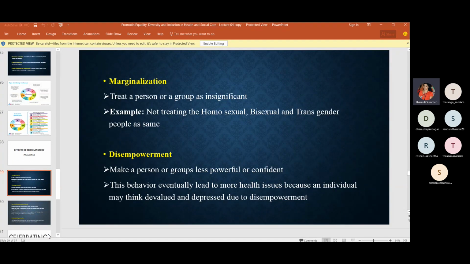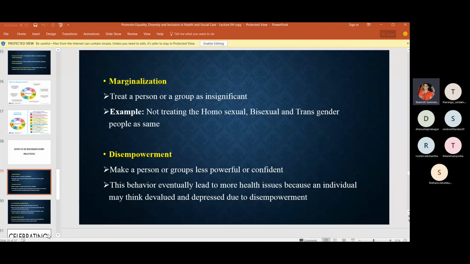First one is marginalization. Marginalization means we are treating a particular person or a group of people as insignificant. That means we are not treating that person as similar to ourselves, like the transgender person or the homosexual, like lesbian, gay or bisexual people. Normally we are not treating them as human beings like ourselves. So this is what we call marginalization. This is one of the effects of discriminatory practice.